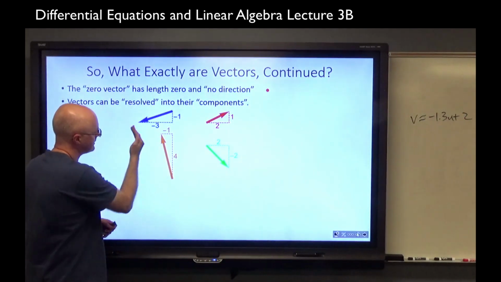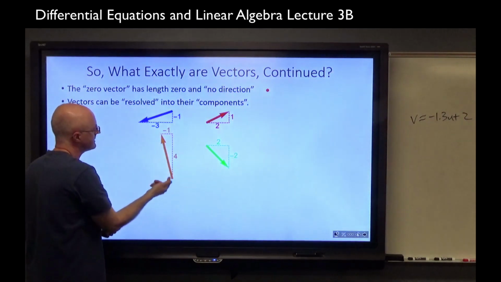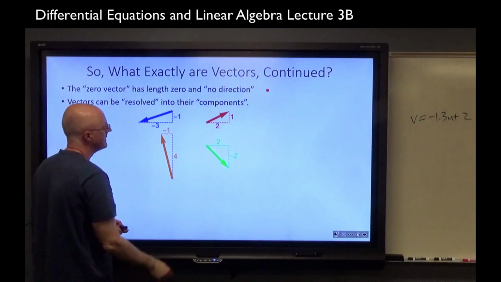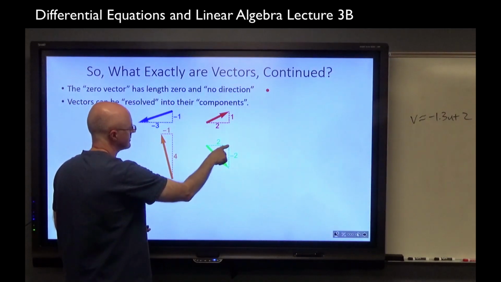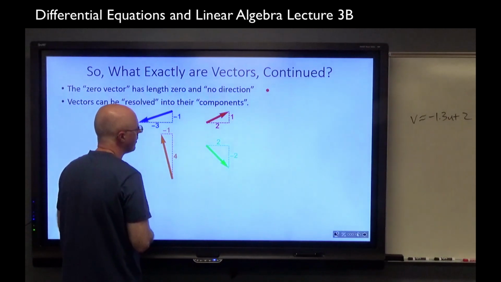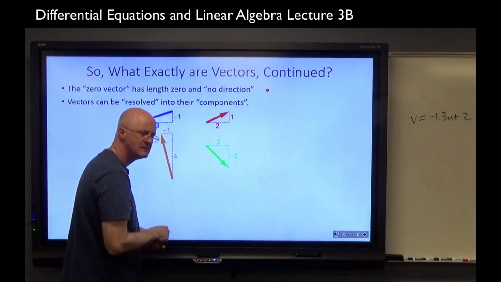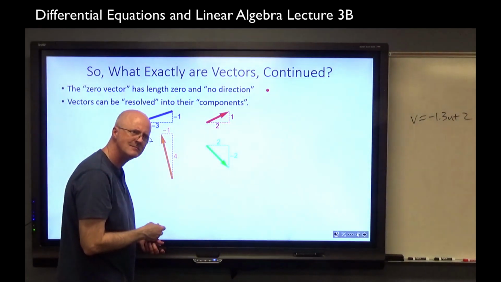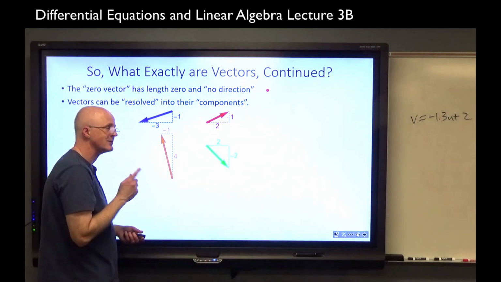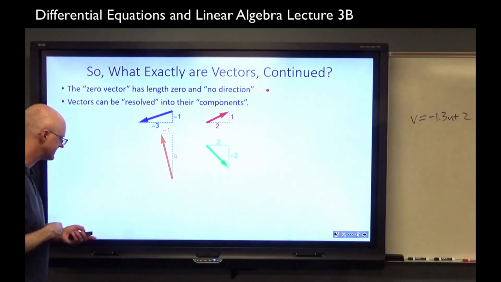This one's pointing to the northwest. Its first component, its horizontal component is -1, its vertical is +4. This one's pointing to the southeast, horizontal component of 2, vertical component of -2. Or, again, first component of 2, second component of -2. Could I call those coordinates as well? Yeah. When you're talking arrows, though, it's better to call them components if you want to be consistent with other people.